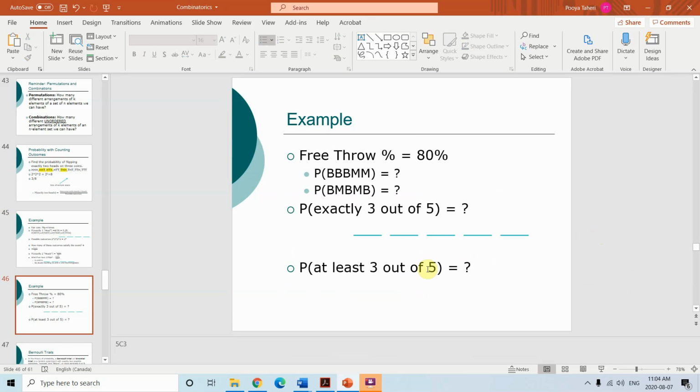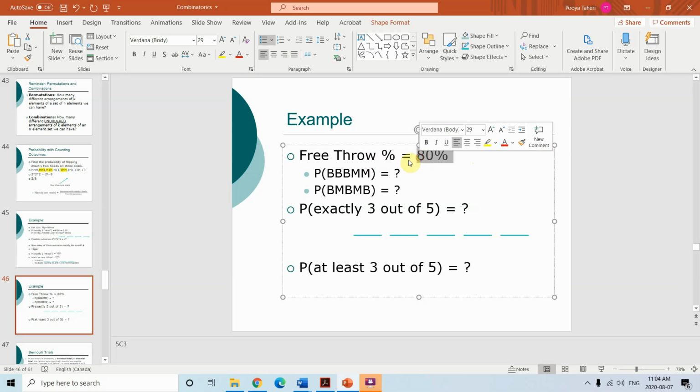So this is another example. Let's say that you're playing basketball. The chance of hitting the basket is 80% each time. Say you're a professional or semi-professional player. Statistically, your chance of having a successful throw would be 80%. Okay, what's the chance of having exactly this sequence?